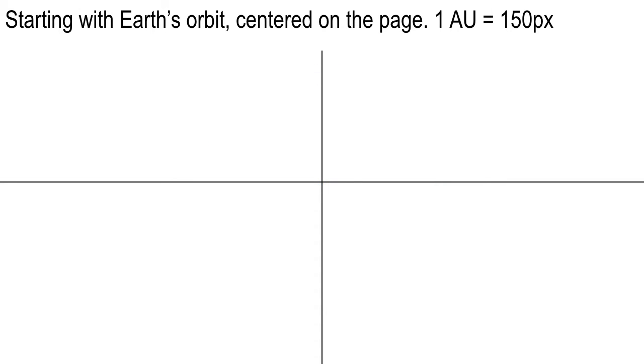But, okay, so go ahead and draw the center of your diagram. This is the very center of my Keynote page. And here's Earth's orbit. In this scale, one astronomical unit is 150 pixels, so this baby's 300 pixels across. And there's Earth's orbit. Now, I'm going to remove my crosshairs.